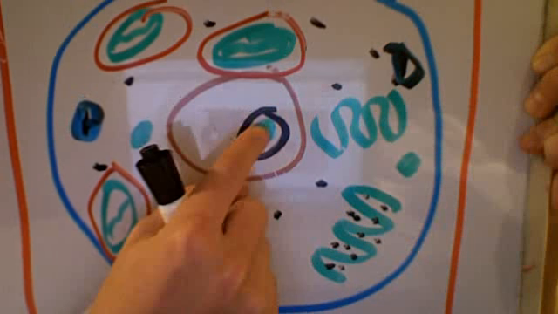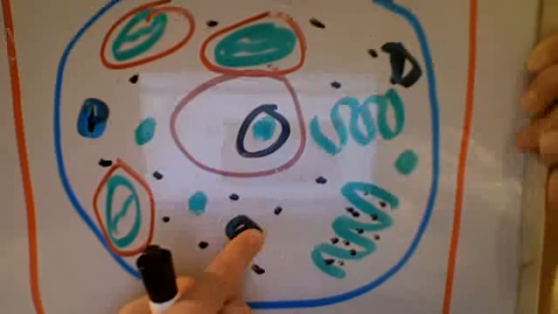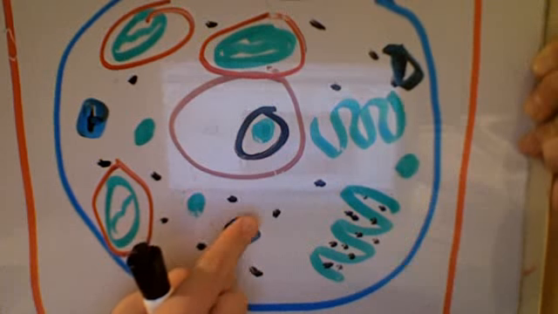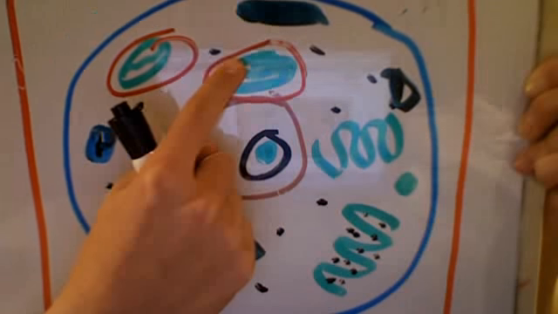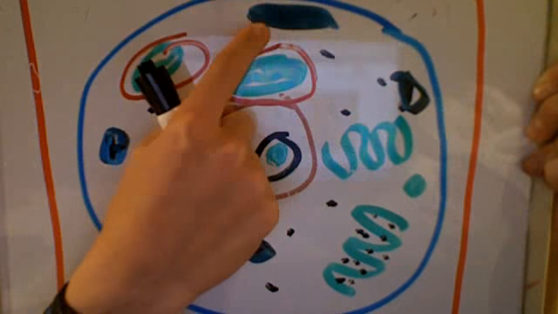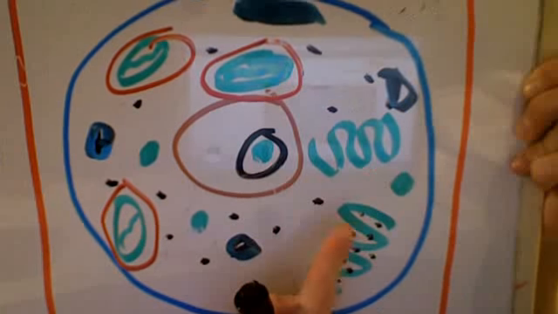The ribosomes are made in the nucleolus. The ribosomes make protein. The protein is organized and sorted in the Golgi apparatus. The Golgi apparatus then sends it to the endoplasmic reticulum, where it is transported throughout the cell.